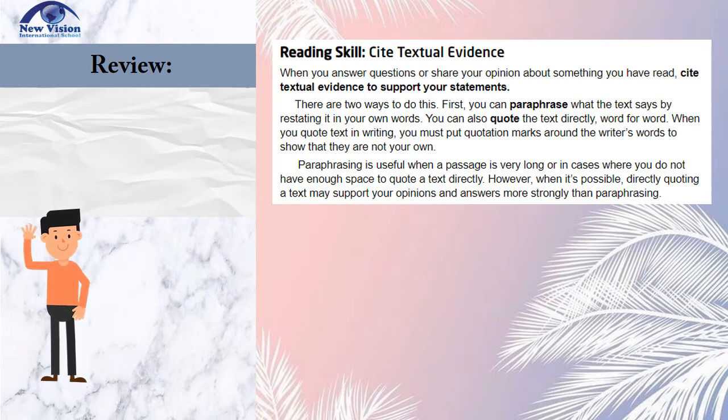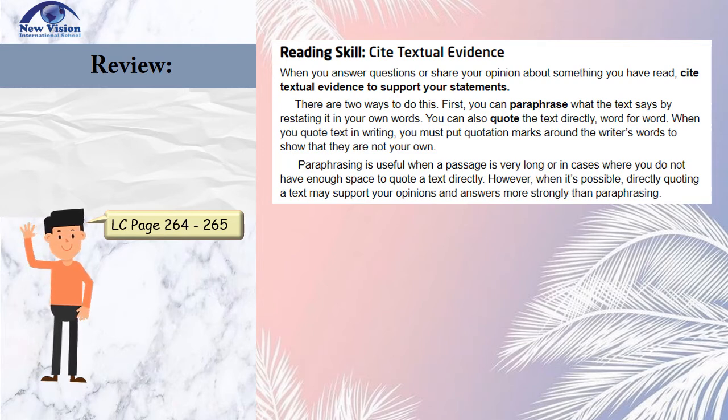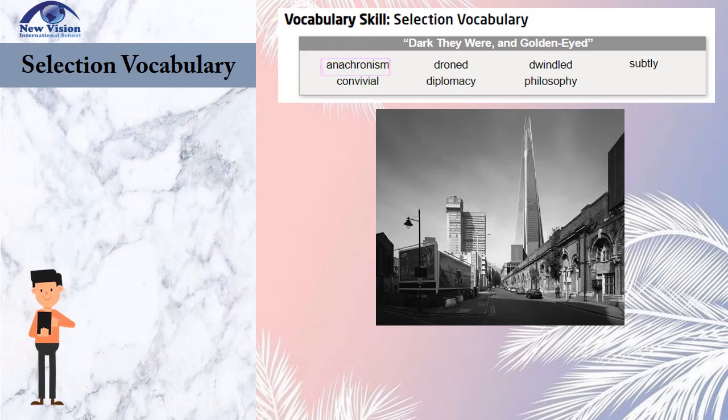In citing textual evidence to support your statements, you can use these two ways. First, you can paraphrase the text by restating it in your own words. Second is to quote the text directly, word for word. When you quote a text in writing, you must put quotation marks around the writer's words to show that they are not your own. Paraphrasing is useful when a passage is very long or in cases where you do not have enough space to quote the text directly. However, when it's possible, directly quoting a text may support your opinions and answers more strongly than paraphrasing. Let us now move on to the vocabulary words of the selection, "Dark They Were, and Golden-Eyed."